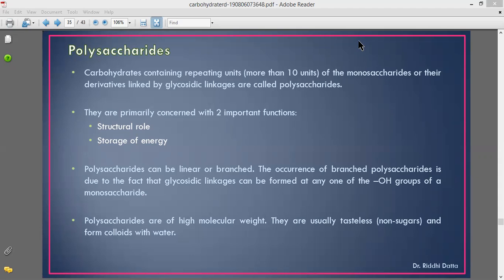The occurrence of the branch polysaccharide is due to the fact that the glycosidic linkage can be formed at any one of the hydroxyl groups of the monosaccharide.